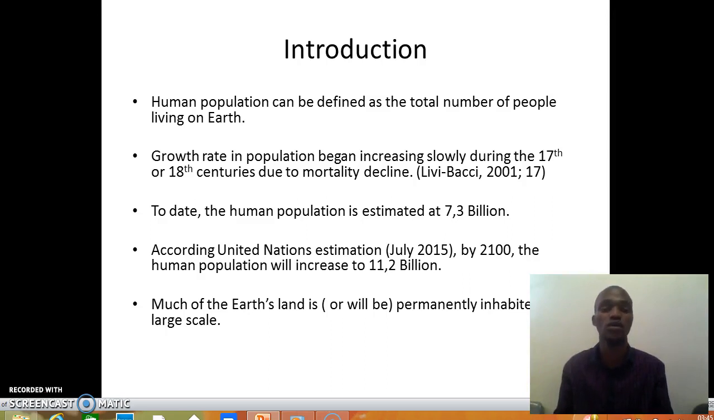In simple terms, human population can be defined as the total number of people who are living on the planet Earth, and the growth rate in population began increasing slowly during the 17th or 18th century due to mortality decline. Maybe that is after the Industrial Revolution. And today, the human population is estimated at 7.3 billion, and according to the UN estimation of July 2015, by the end of this century, the human population will increase to 11.2 billion. So you can tell from the 7.3 billion that we have and the 11.2 billion that much of the Earth's land is permanently inhabited on a larger scale.